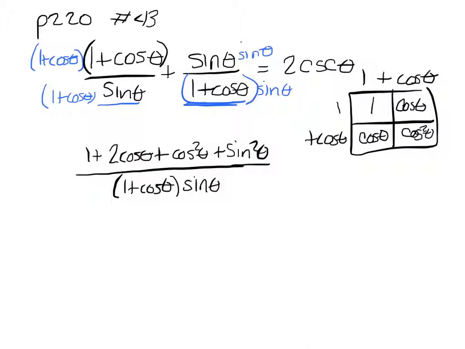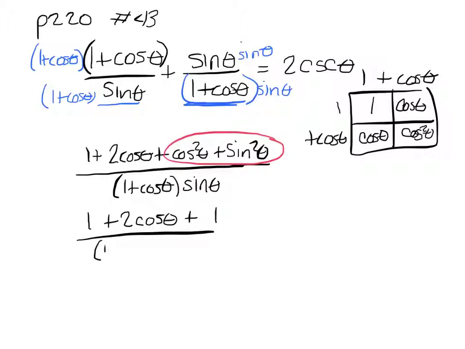Okay, so now I'm looking and I'm saying, you know what? There's an identity there, isn't there? Cosine squared plus sine squared is 1. So now I have 1 plus 2 cosine plus 1 over my denominator.